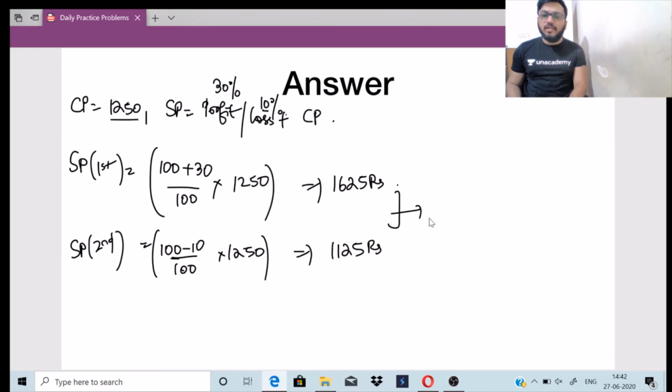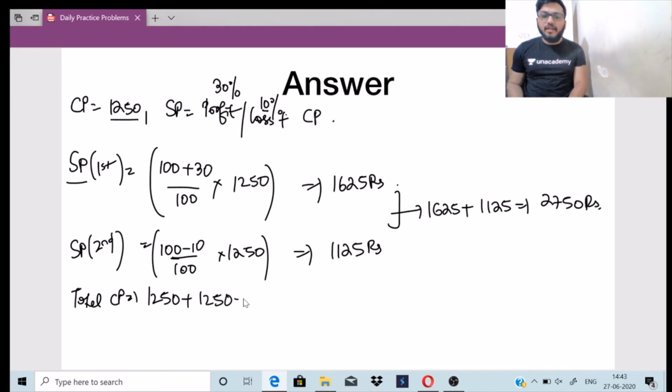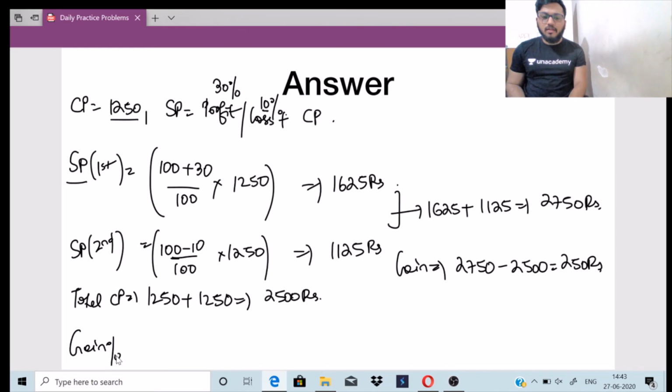So what will be the total SP here? The total SP is 1625 plus 1125, which is 2750 rupees. Okay, this is the total SP. What is the total CP? Total CP is 1250 plus 1250, which is 2500 rupees, right? So what is the gain here? Gain is 2750 minus 2500, which is 250 rupees. So what will the gain percentage be?